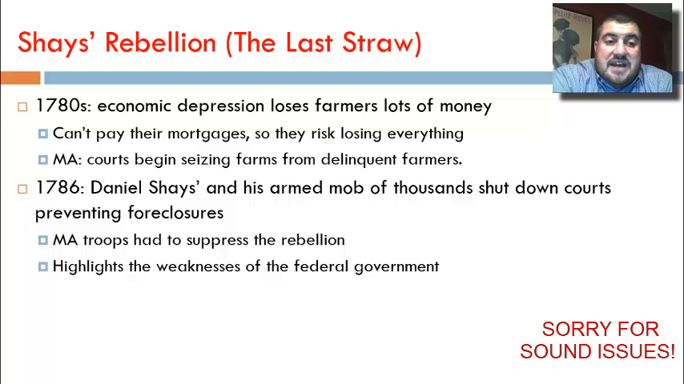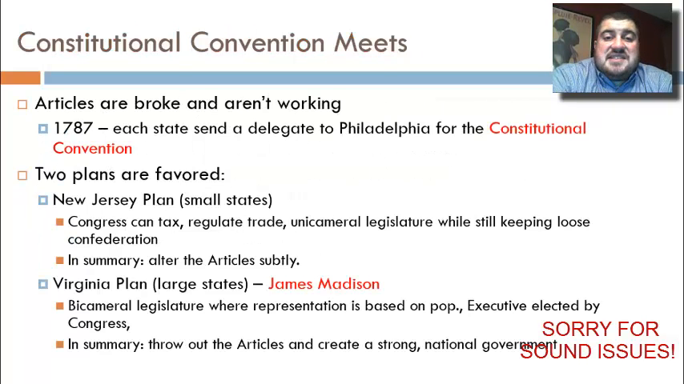And so the Constitutional Convention meets in Philadelphia in 1787. We decide the Articles are broke and aren't working. So each state sends a delegate to Philadelphia, Pennsylvania. They went there basically to amend the Articles, but they end up doing a lot more than that. And some people saw this as treason. But two plans are favored.